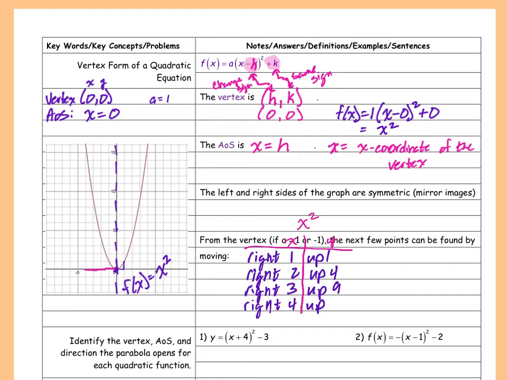Okay, so 1 squared is 1. 2 squared is 4. 3 squared is? So what's 4 squared? There you go. That's it. So if I go over that many, I'm going to go up the squared amount. So if I go over 2, I'm going to go up the squared amount. 2 squared is 4.